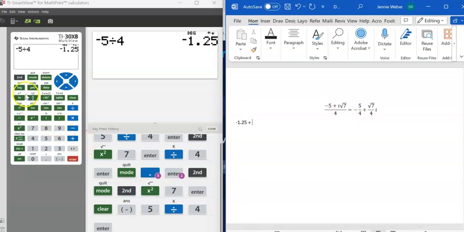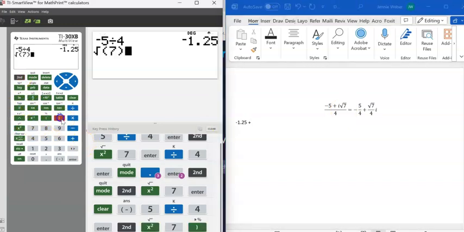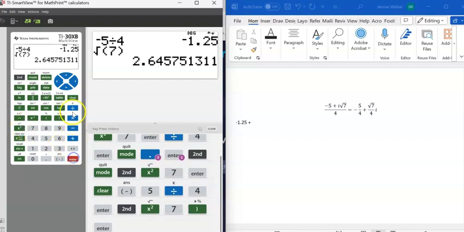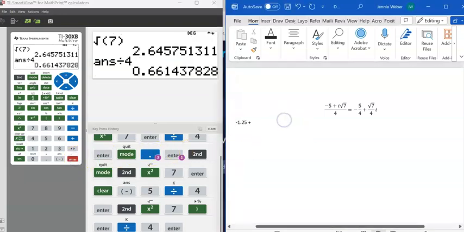Then we're going to compute this. So I'm going to do second square root of 7. I did second square root here, so that I got the one above it, which is the square root. And then I'm going to divide that by 4, which gives me 0.66. And then we tack on our i. And so then that is our decimal and how they got it.